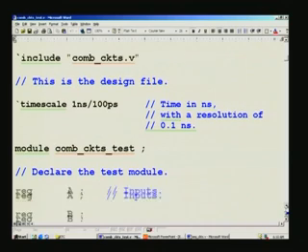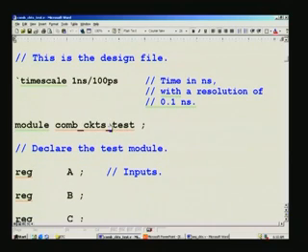Next, as we had done for the design file, we need to declare the module. The module actually starts here. These are all extraneous things to the module, in the sense that this is defining the time, and the earlier thing defined the input file, the design file. So this is outside the module as such.